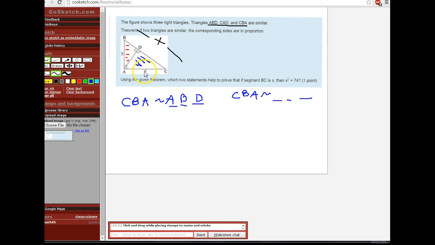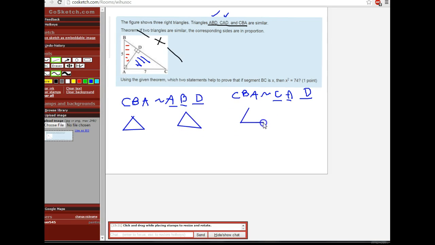Now let's look at the blue one. The C overlaps, so C goes in the front. The right angle in the big one is A, and the right angle in the blue one is D, so D goes in the back. Then the other angle that follows is A. So CBA is similar to ABD. That's a check. And CBA is also similar to CAD. Check. That's great.